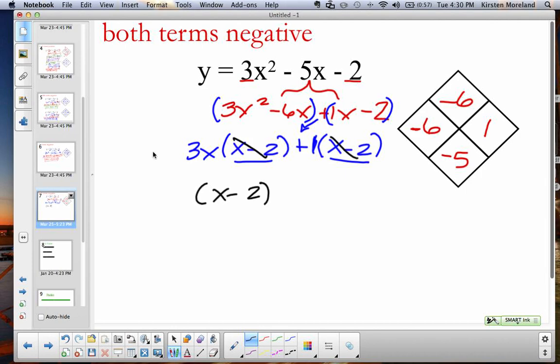Those are now gone. The leftovers go in the second set. So I'm left with 3x plus 1. Whoops, I forgot to write the 1. And again, I'll FOIL this one out just to show you each time you do this, you should FOIL this out to see if it matches.